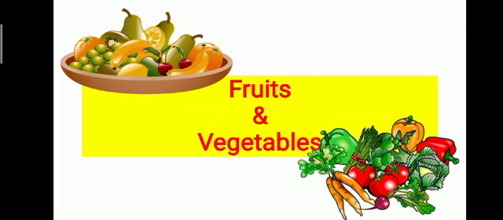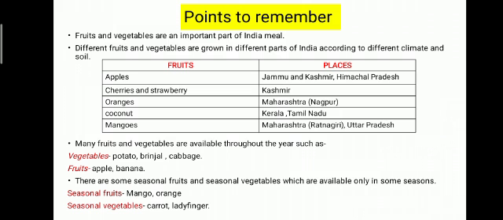Next is fruits and vegetables. So I hope you all are aware of different fruits and vegetables. So let's study about them. Fruits and vegetables are an important part of Indian meals. Other than food grains and pulses, we have fruits and vegetables also. Different fruits and vegetables are grown in different parts of India according to different climate and soil.